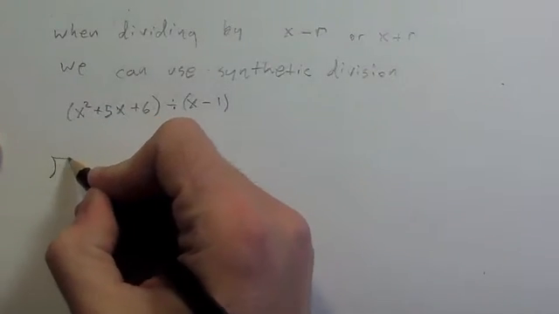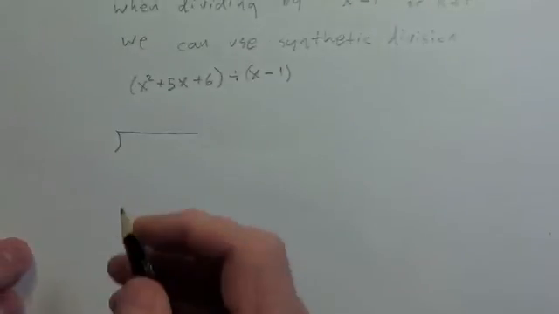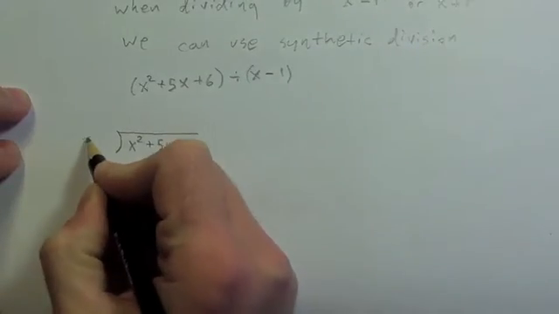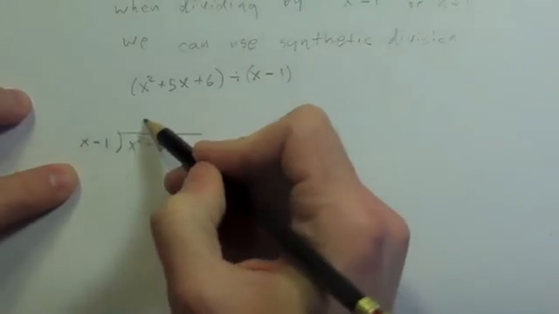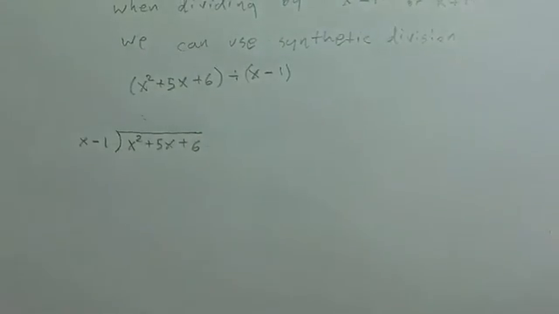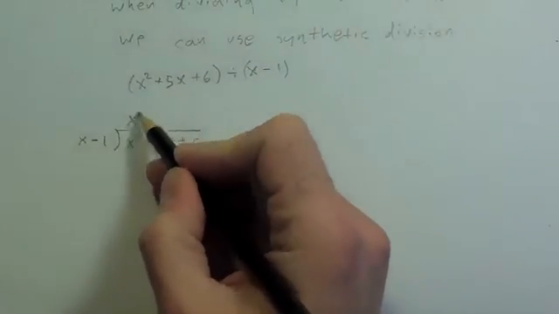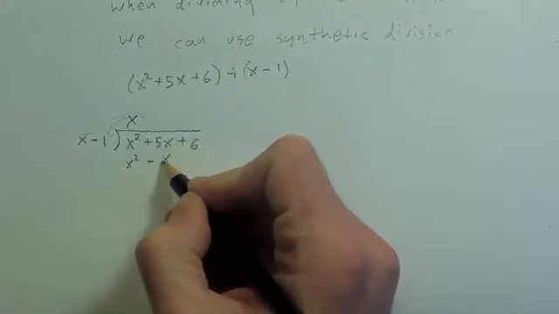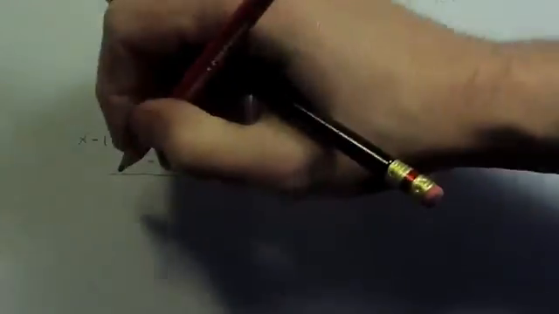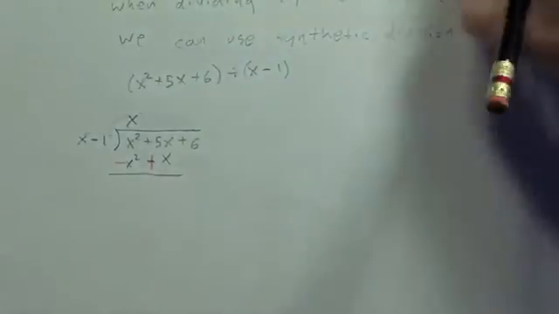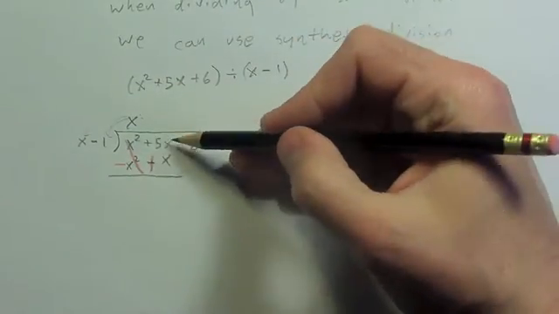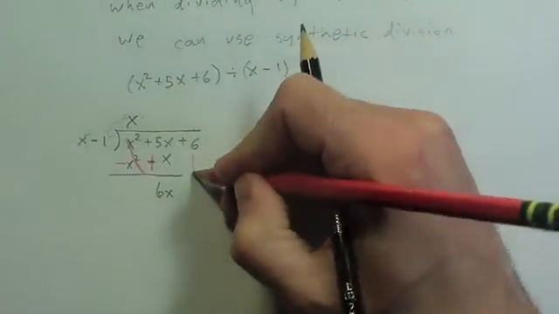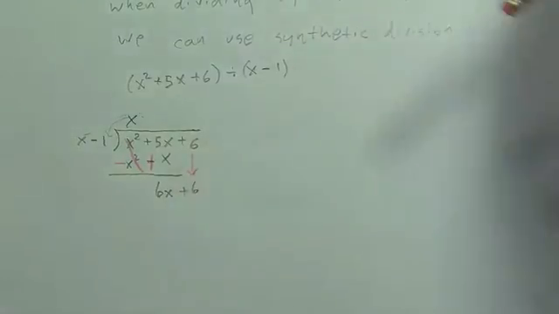When we set up our long division, we do our long division symbol. I put x squared plus 5x plus 6. I put my x minus 1, and I want to find something I can multiply x minus 1 by to give me x squared. So x would do that, so multiply by x, I'll get x squared, and then I'll get a minus x. Then we change our signs. The x squareds cancel, and I have a 5x plus x, so I get a 6x. We bring our 6 down, and then we repeat the process.